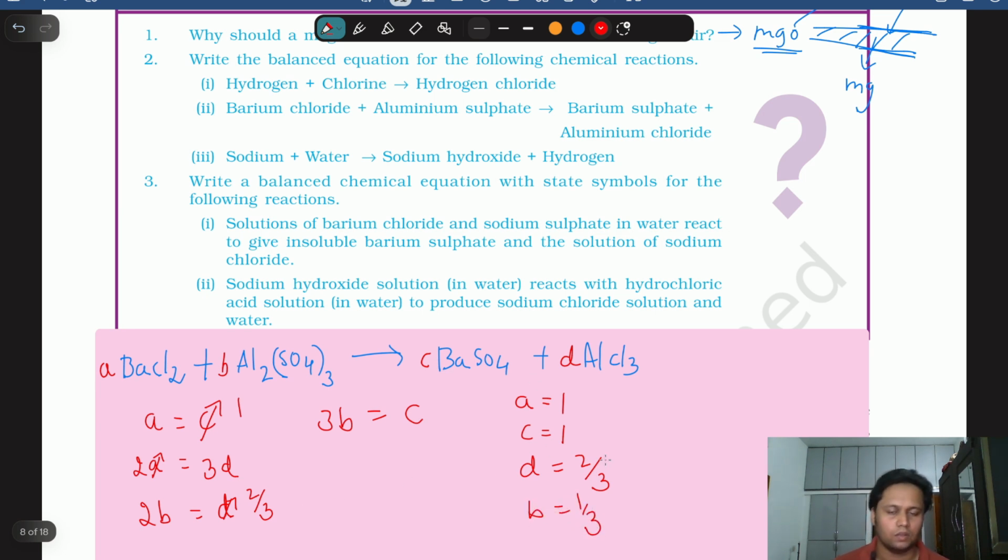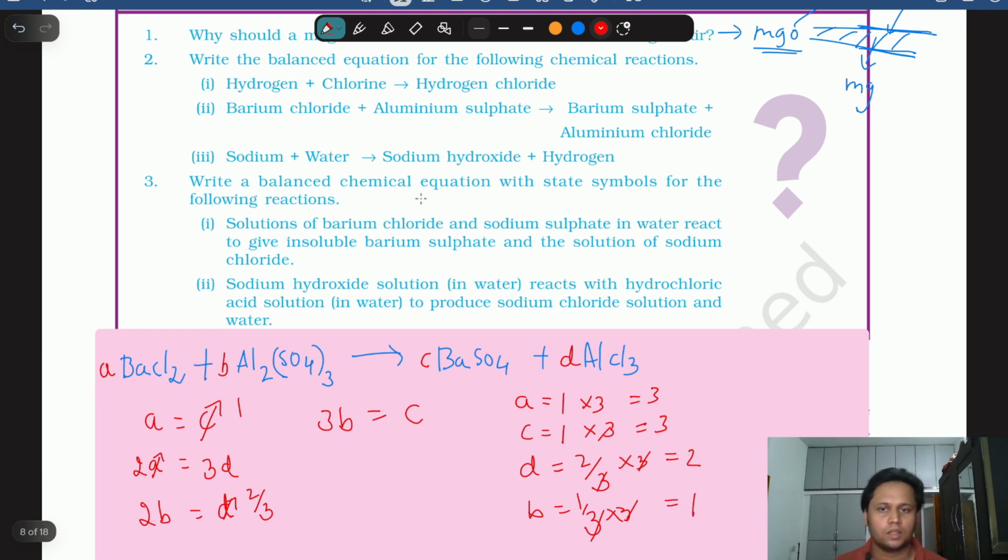Now it doesn't look good, right? So what do we have to do? We have to multiply everything by 3, because we can make it a whole number. This is in fraction, and we should not keep it in fraction. So we'll multiply everything with 3. So A becomes 3, C becomes 3, D is equal to 2, B is equal to 1.